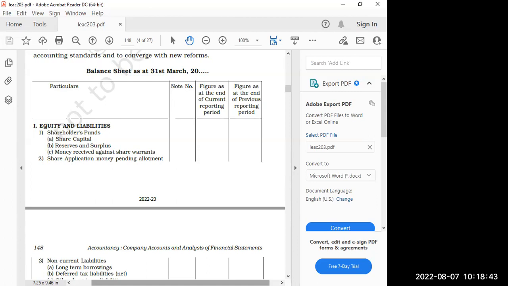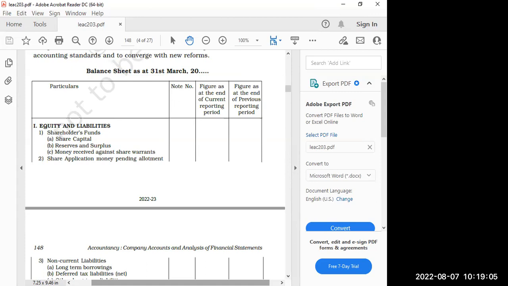Suppose, say for example, share capital. There is one item called share capital. Point number A is share capital, right? Suppose you are writing 5 lakh rupees here. How has that 5 lakh been arrived at from the trial balance? In the trial balance itself is it 5 lakh, or in the trial balance only 4 lakh is there? There is plus and minus. That needs to be shown separately in the note number, the working note.